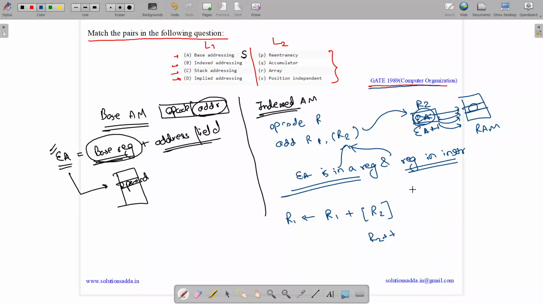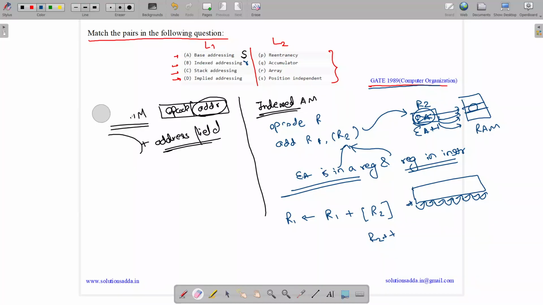So where it can be useful, we know that in an array we have sequential access, so we need to access the next item. Like in loops you may need to access the next item, so it is used in arrays for indexing. Thus index addressing mode can be mapped to option R. Now let us see the third addressing mode, which is stack addressing mode.